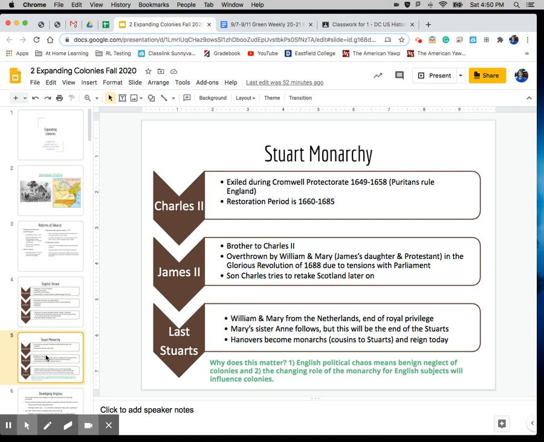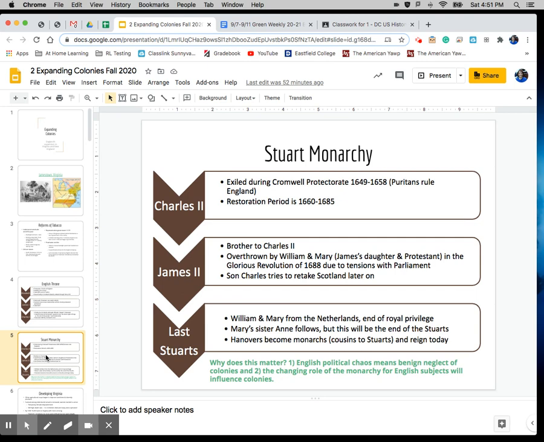And I put on here, why does it matter? Well, it matters because you need to understand there's a lot of political chaos. There's musical chairs with the monarchy, and you've got an English Civil War. And the result of all of this chaos is that England is much more concerned with what's happening at home than what's happening in the colonies. So the colonies are kind of neglected. This is what we call the period of benign neglect, where they pass some rules, but nobody really enforces them. And basically the American colonies do whatever they want, right? And so that is going to play a role in what's happening.